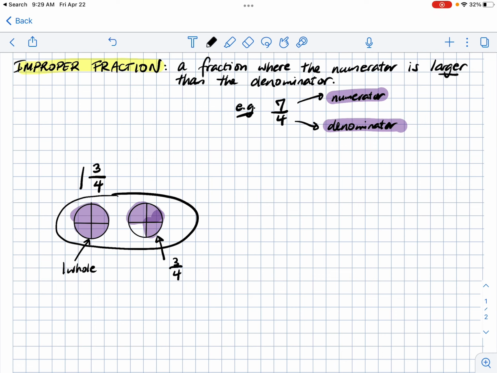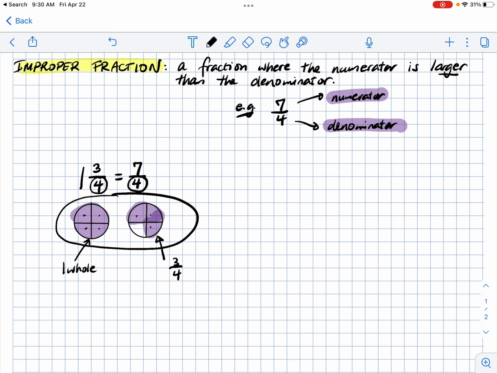So that's why it represents the mixed number 1 3/4. Now, what's nice about this is that you can easily see the equivalent improper fraction. If you look at each circle individually, each circle is split into 4 pieces. How many pieces are shaded altogether? It's 7. So we count 1, 2, 3, 4, 5, 6, 7. So that's why 1 whole and 3/4 is also equivalent to 7/4. Notice that the denominator is the same in both cases. That's key when you convert mixed numbers to improper fractions or the other way.